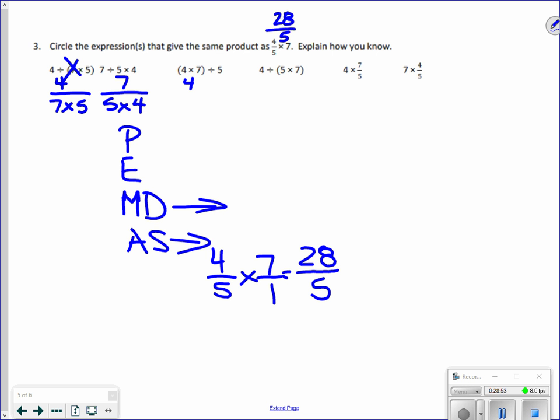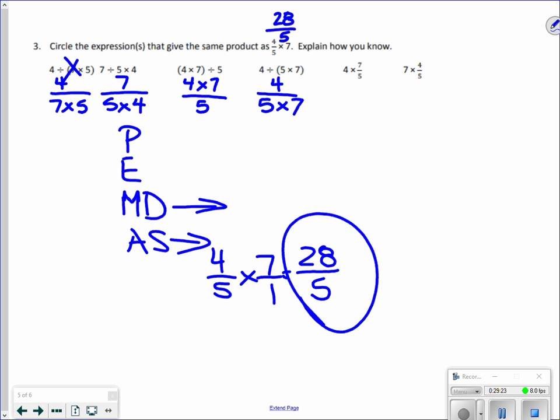Now that these have the parentheses, now I know how I can write it. 4 times 7 divided by 5. 4 divided by 5 times 7. 4 times 7/5. 7 times 4/5. So I want you to circle the ones that you think will give you this. Go ahead and do that now. And to explain how you know, the easiest way is to actually try to get to 28/5. To me, that's the easiest justification.